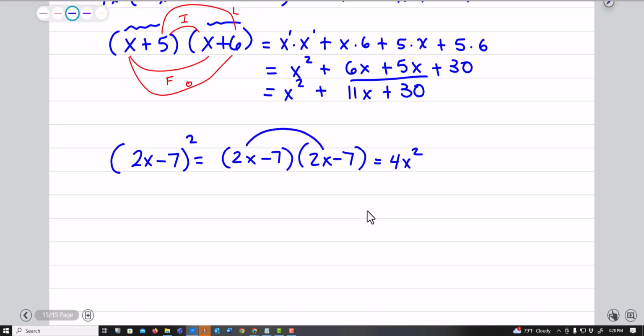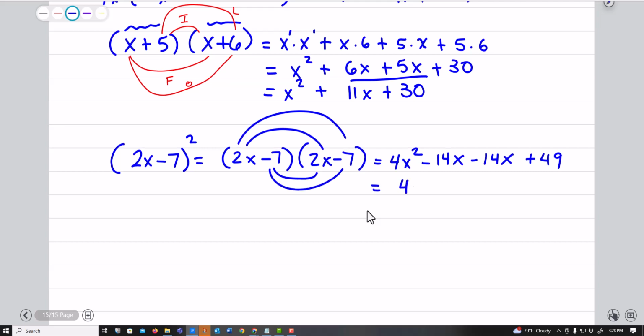4x squared minus 14x minus 14x, and then plus 49. And in fact, later, as you get doing these, minus 28x plus 49, you will see anytime you square something, you square the first term, you square the last term, and you take 2 times these two terms multiplied. I mean, that's what's happening here. If you're like, wait, what? You'll get to that as you continue to do these.